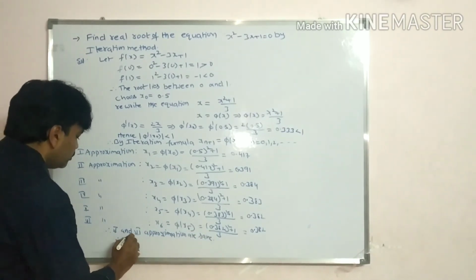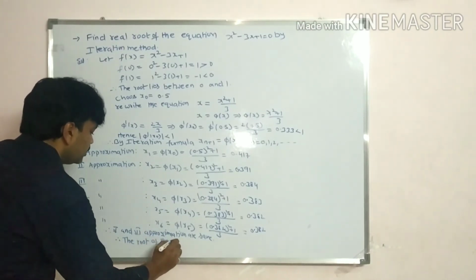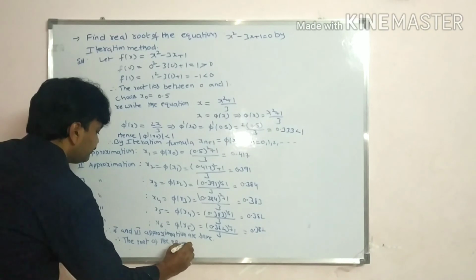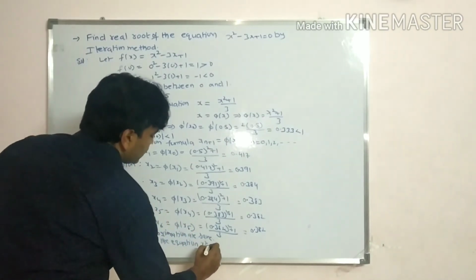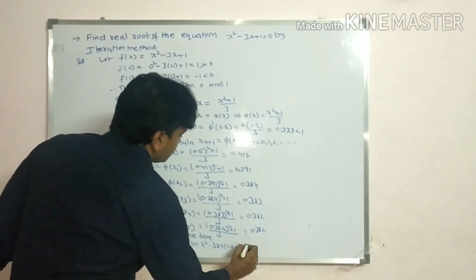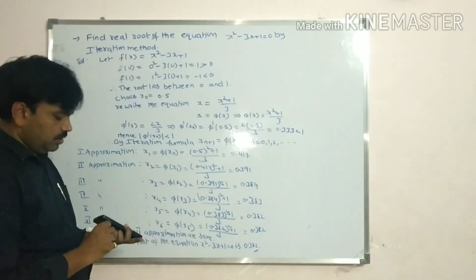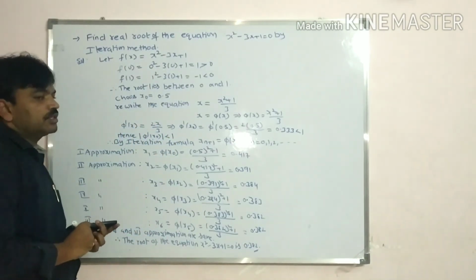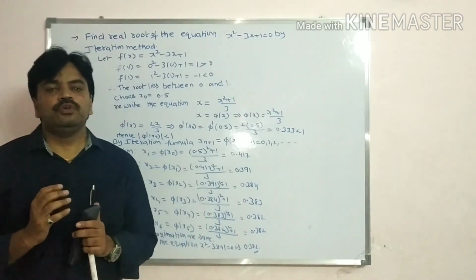Therefore, the root of the given equation x square minus 3x plus 1 is equal to 0 is 0.382, students. This is about the iteration method and problems on the iteration method, students. Hope you understand.